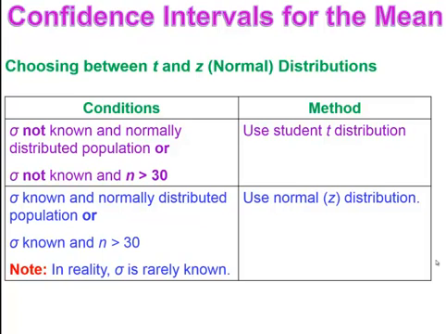So in a z-distribution, we know the population standard deviation, it's normally distributed, and our sample size is greater than 30. So whether you use the t-distribution or the z-distribution is based on these conditions. But in reality, our population standard deviation is rarely known.